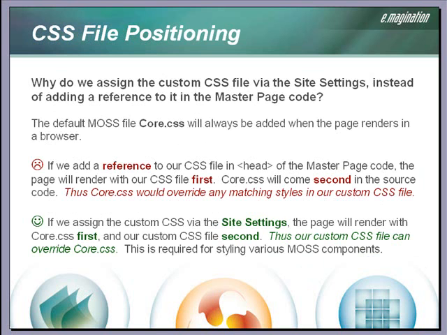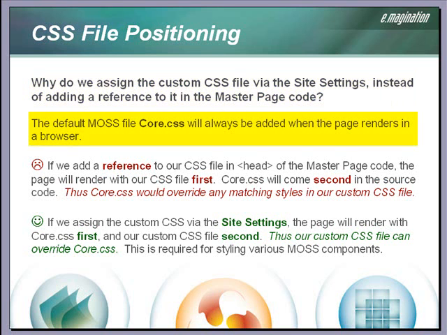Before we go on to learn about creating a page in Moss, I'd like to give one final tip for this part of the tutorial series. It is very important to understand the CSS file positioning in Moss, so I'm just going to read this slide word for word. Why do we assign the custom CSS file via the site settings instead of adding a reference to it in the master page code?